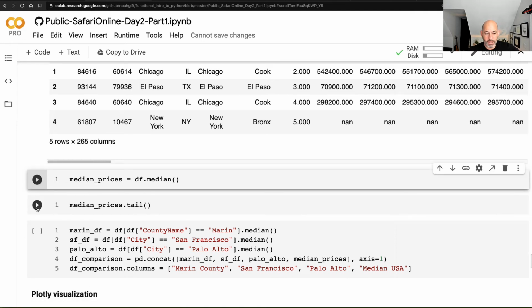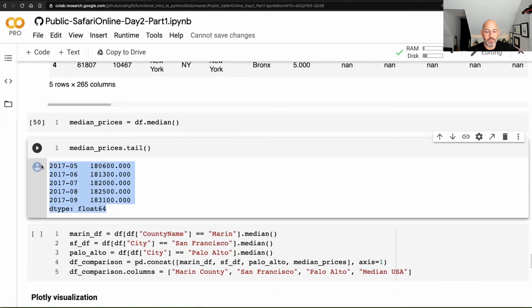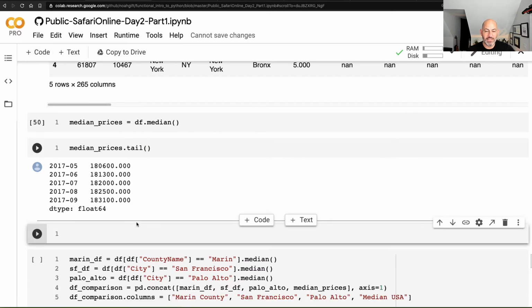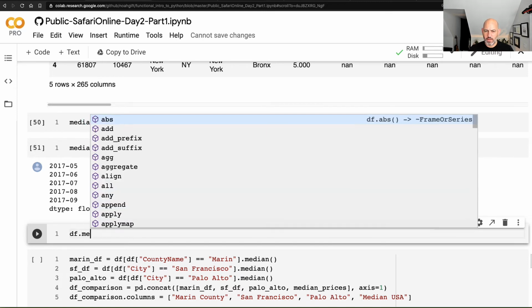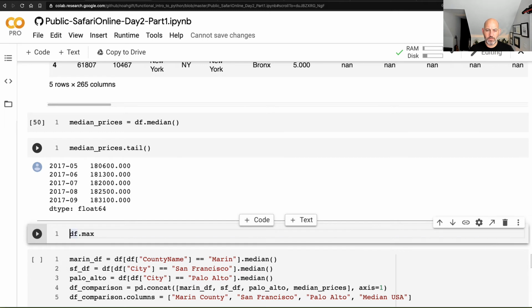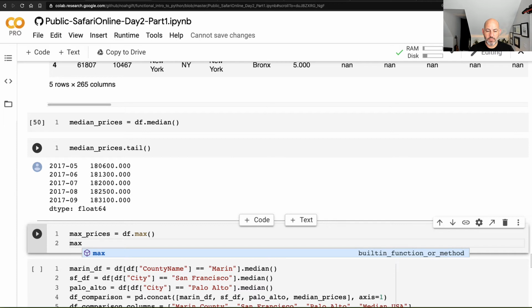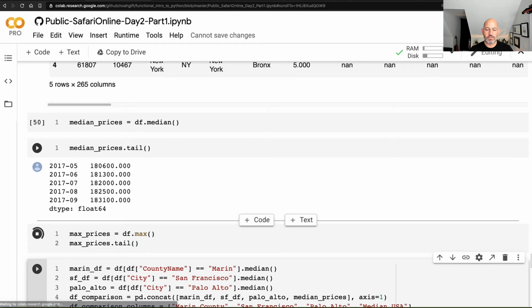And then I also start to look at the data just numerically. So one of the things that I do is I look at the median home prices in 2017 in the United States, and you can see that 183,000 would be the median home price. Now I could even add something in here, and we can see what the max home prices are. So if I say df.max, and I go to max prices, and then say .tail, this should show us the highest prices.